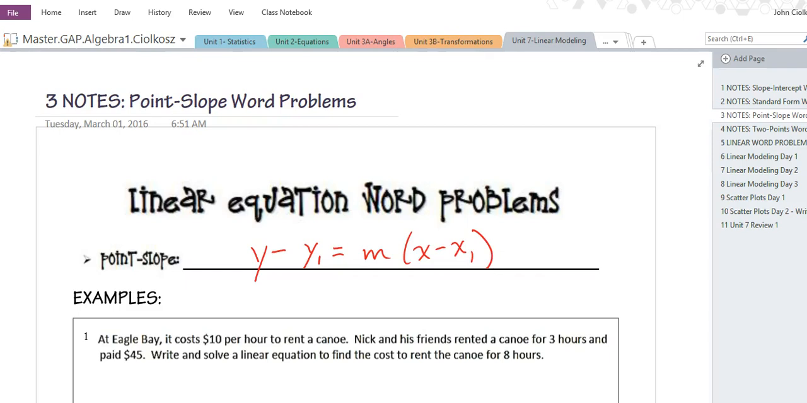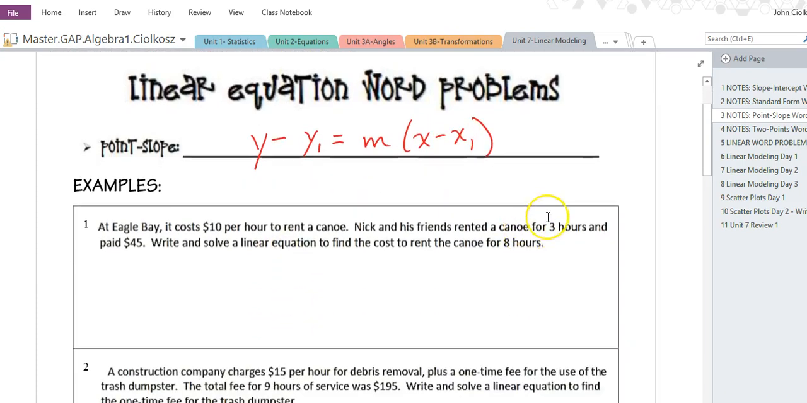Now we're moving on to point slope word problems. So this is a formula you definitely want to write down on that note card. Alright, key ideas here. The information presented is going to be a little different. We're going to get an example scenario. So when we're given an example scenario, that's when we know we're going to use point slope form. So what I mean by that, let's look at number 1. So at Eagle Bay, it costs $10 per hour to rent a canoe.